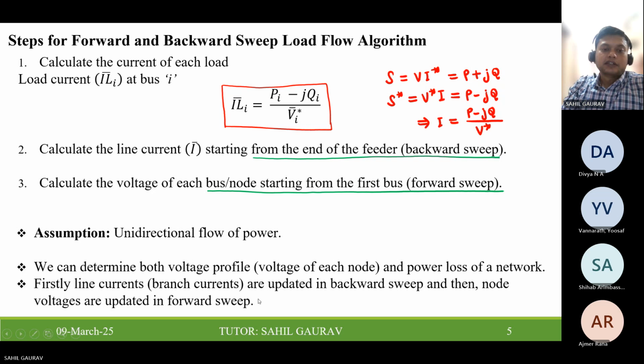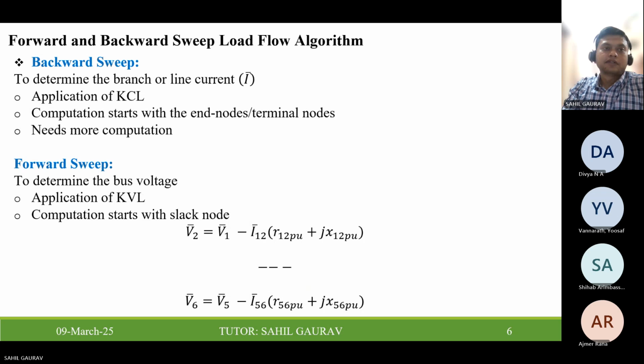The general statement you can remember about forward and backward sweep is that we first find the line currents or branch currents, which are updated through the backward sweep, and then node voltages are updated from the forward sweep. These are some general points about backward sweep and forward sweep. With the backward sweep, we determine the branch or line current, and for this we apply KCL, Kirchhoff's current law. It is called backward sweep because the computation starts from the end nodes or terminal nodes.